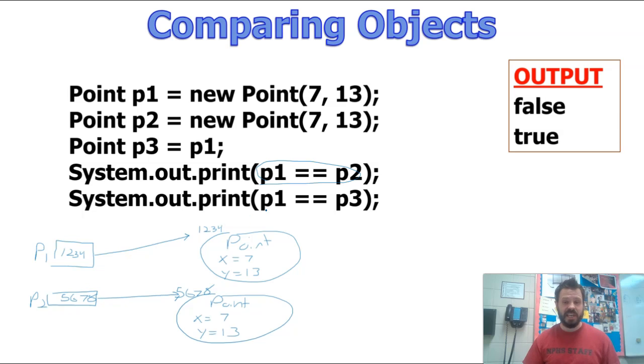Now the reason this second comparison does work though and gives me the true is when I say p3 gets p1, what we're doing is we're creating a p3 reference which is getting assigned the same address as p1, 1234 Fake Java Street. So what we could say is that they're pointing to the same object. That's why when I run this comparison, Java says, yep, that's true. They're both storing the 1234.